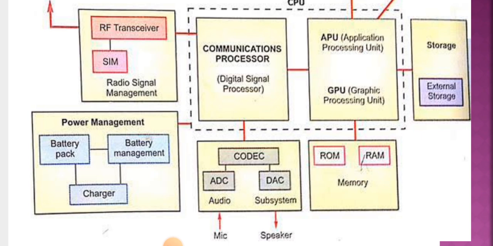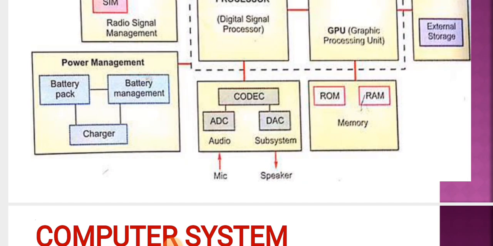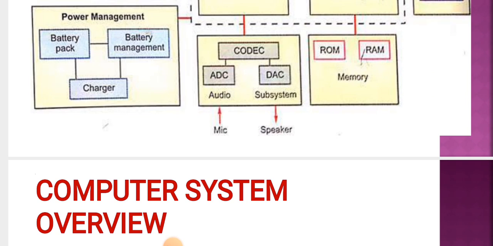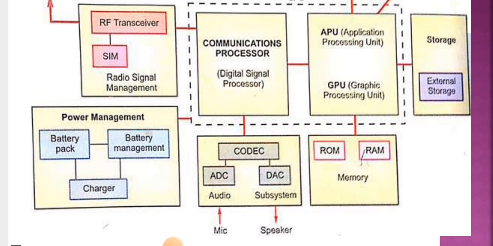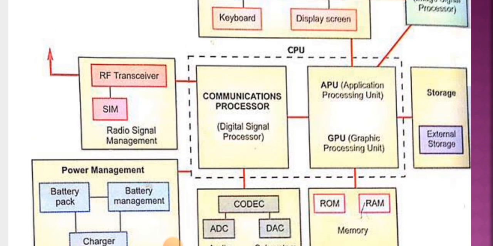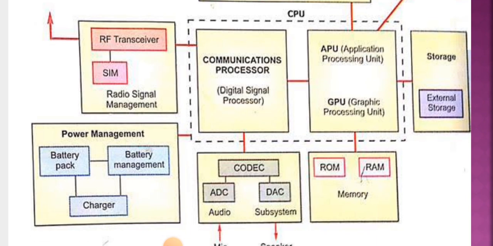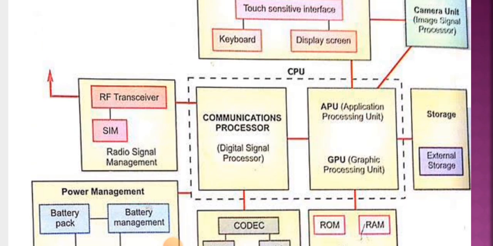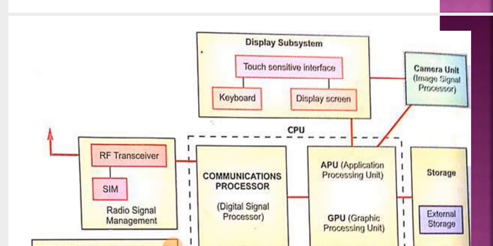Last class we saw the mobile system overview diagram. What is meant by SIM, transceiver, and CPU? The mobile has a CPU, and in that CPU we have the communication processor, the APU, and the GPU processors built in. We also saw power management, memory, storage, the camera unit, and at last the display subsystem. So I only explained the images.